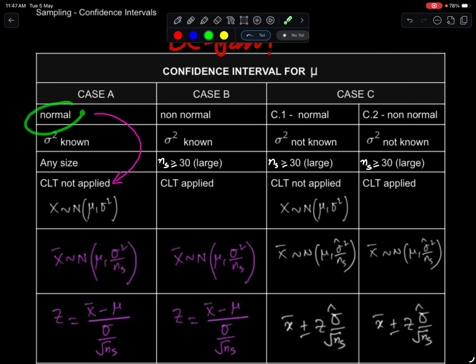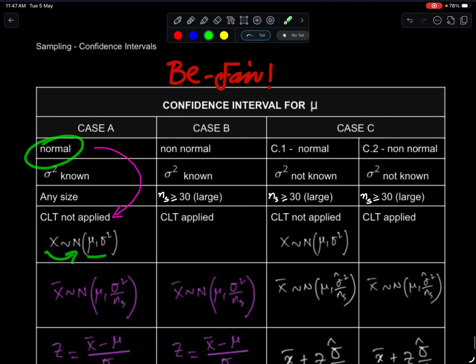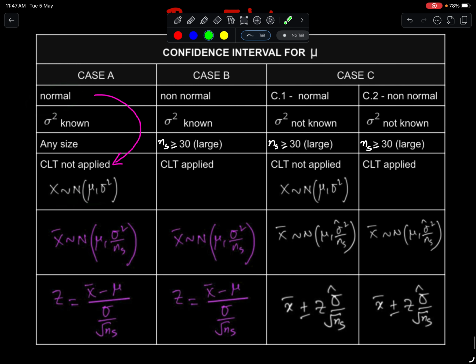See, population is normal, so write X is normal with mean mu, variance sigma square. Now the distribution of X bar is normal with mean mu, variance sigma square over n. Just divide this by n. Copy this entire thing, divide the variance by n here and replace X by X bar.